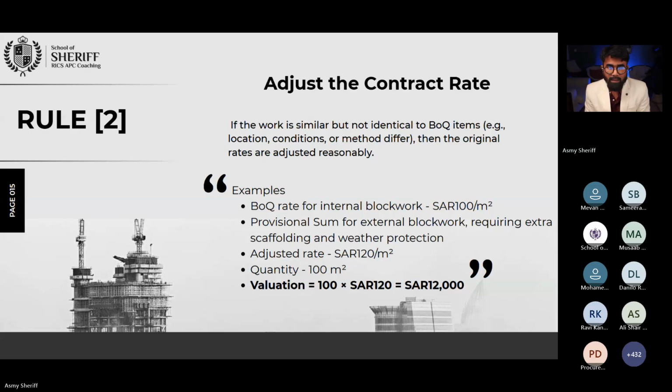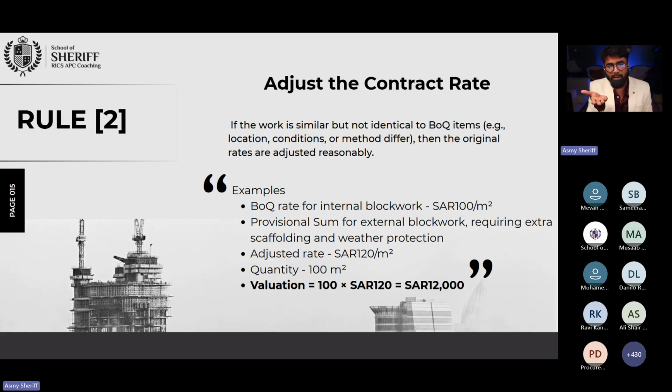So we need additional effort, additional activities. Even though it's a similar work, some kind of small adjustment is required. That rule we call adjust the contract rate. It's a similar item, but because it's not a similar method, not a similar condition, not a similar location, not a similar place, we need some kind of additional rate.